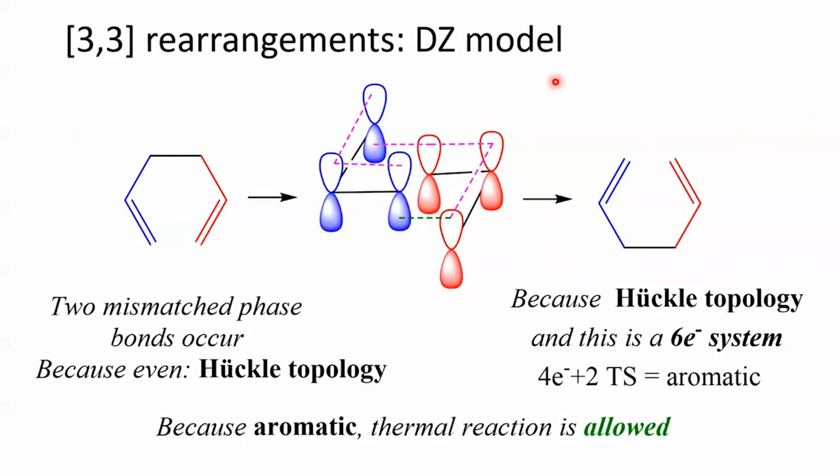Just to show that the Dewar-Zimmerman model also agrees with this, we can draw out our two 3-carbon fragments in the transition state. We can link together the conjugated orbitals, shown here. The black bond, which isn't part of the conjugated system, we draw as a mismatched phase bond, linking the two systems together. And then finally, the new bond is down here, a second mismatched bond. So, because the transition state has 2 mismatched bonds within it, it's a Huckel topology. It contains 6 electrons in the system, therefore it's aromatic. Because it's aromatic, the thermal reaction is going to be allowed.